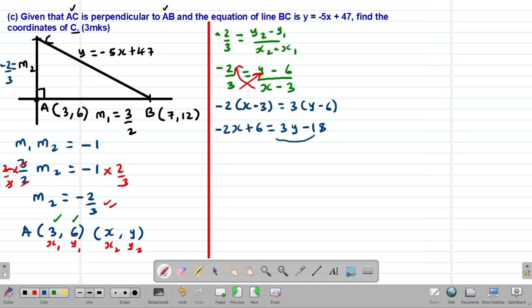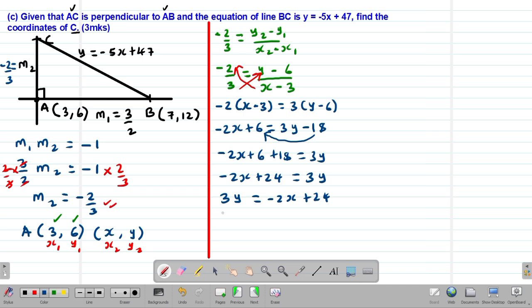So if I take 18 towards the left hand side, I'll end up with -2x plus 6, then plus 18 being equal to 3y. So this is -2x, 6 plus 18, I'll get +24, which is equal to 3y. Therefore, the equation is 3y is equal to -2x, then of course plus 24.